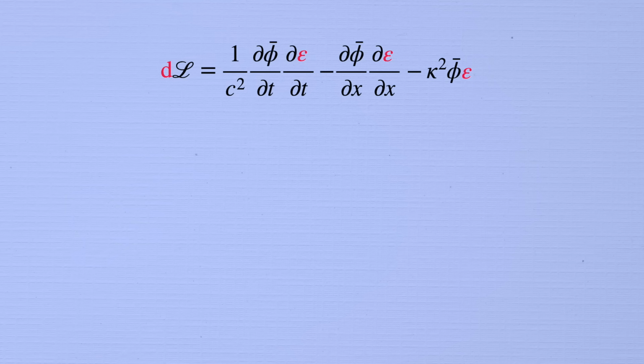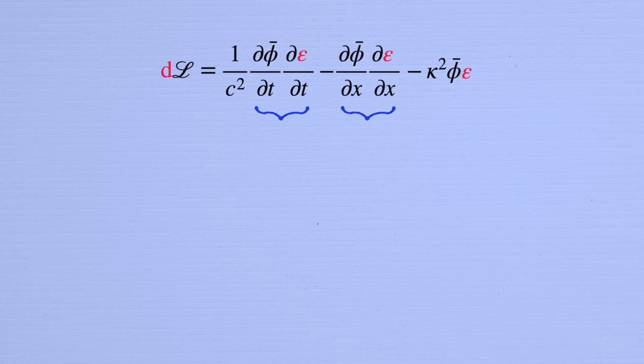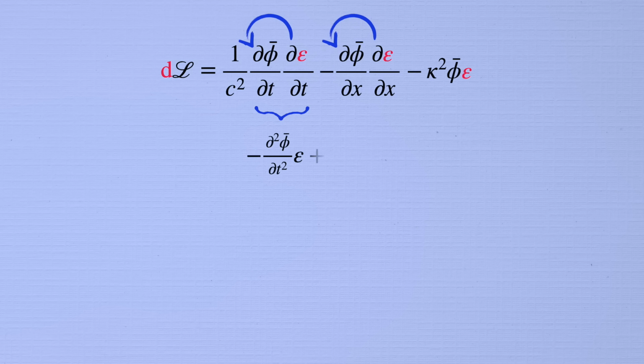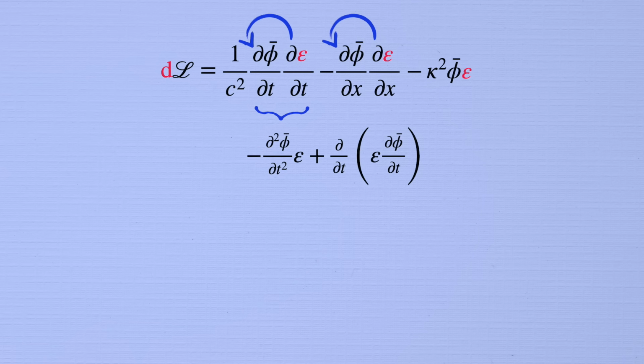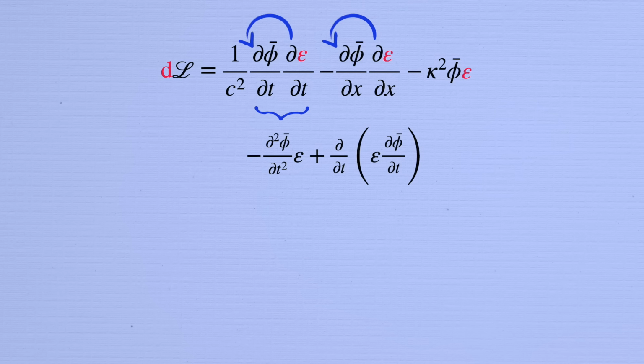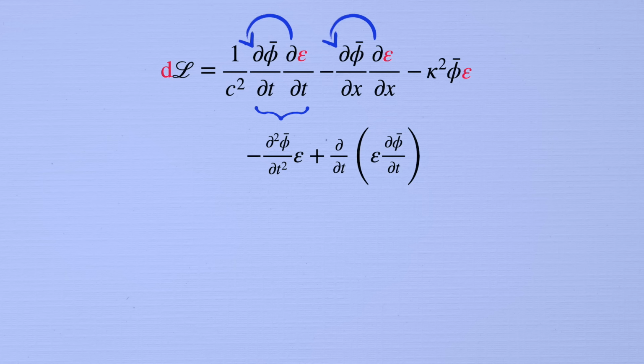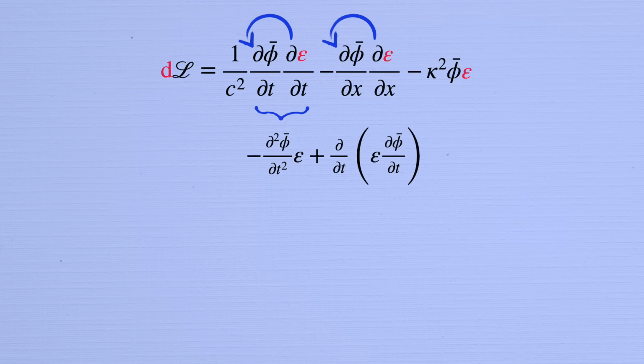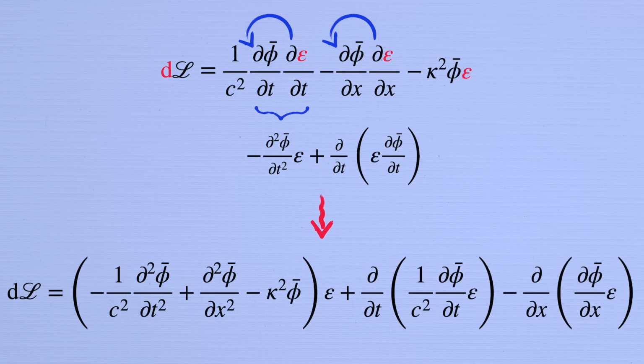Next up, just like when we learned to apply the principle of least action, we want to integrate by parts on the first two terms to grab the derivatives on epsilon and pull them over to the other factor at the cost of a minus sign. So for the first term, we get minus the second derivative of phi bar with respect to time times epsilon plus the time derivative of the whole thing. That's just an identity that we get by expanding out the derivative with the product rule. We can do the same with the x derivative term, and together we find that the leading change in the Lagrangian when we make this tiny variation of phi is given by this big expression. This looks like a lot.